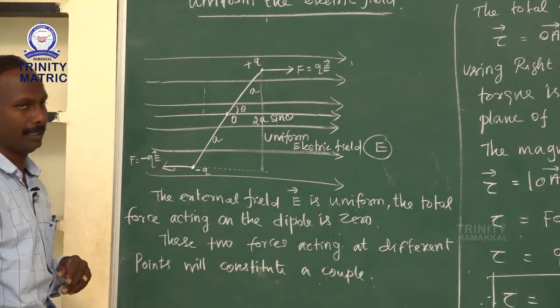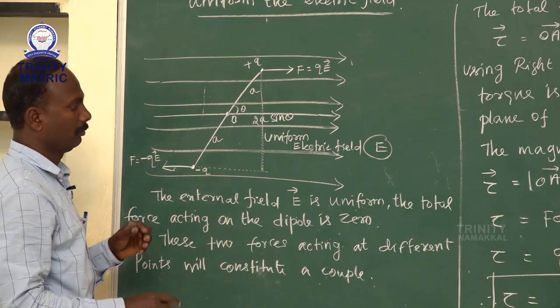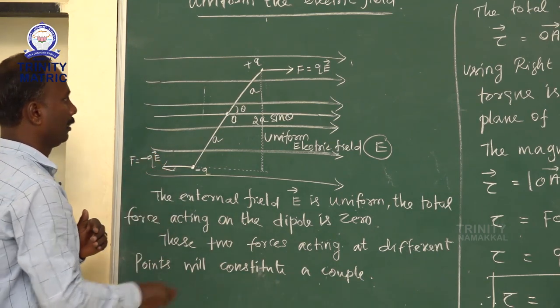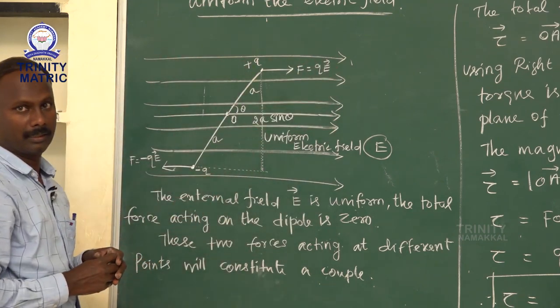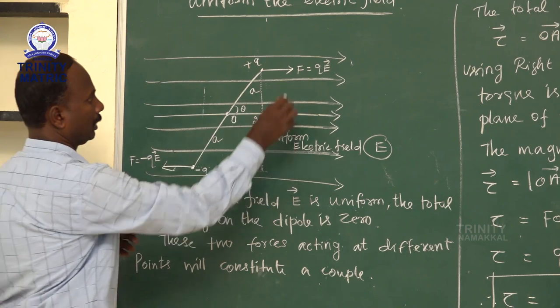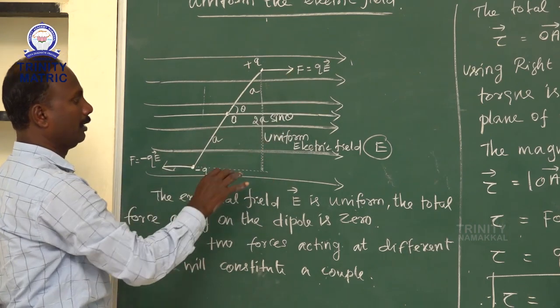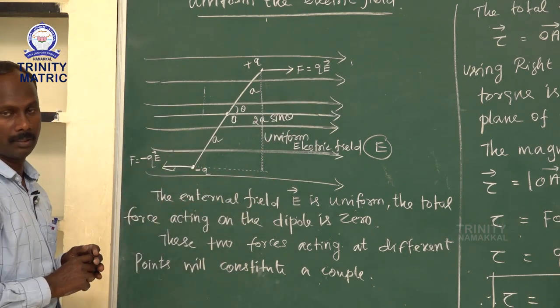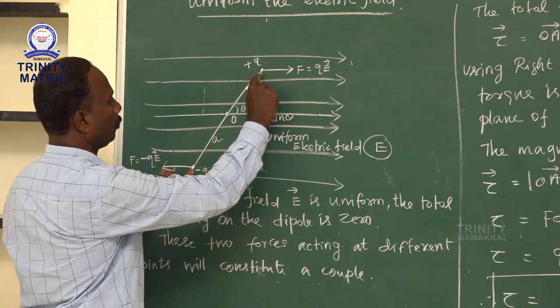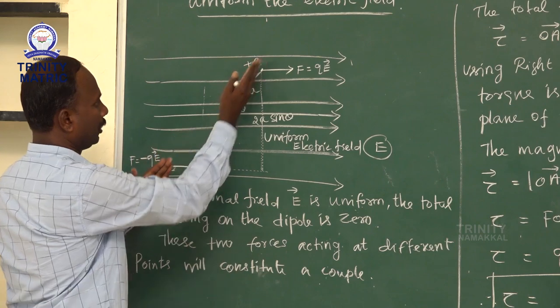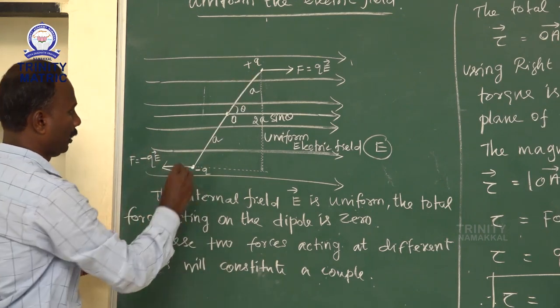Uniform electric field E. That means what? The uniform electric field means all the points have the same electric field. If at any point the electric field is the same, the field is said to be uniform. Now the electric dipole, minus Q and plus Q, is kept inside the uniform electric field at a point A and a point B.